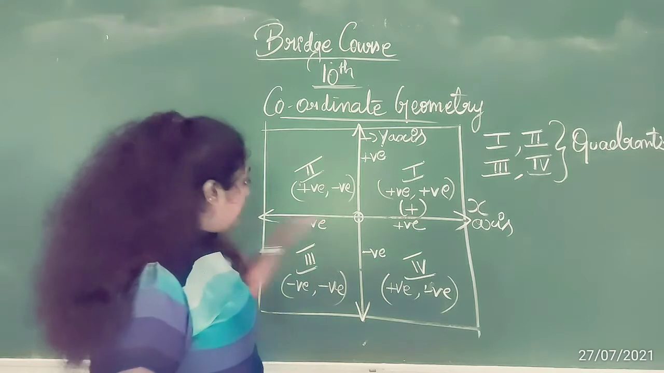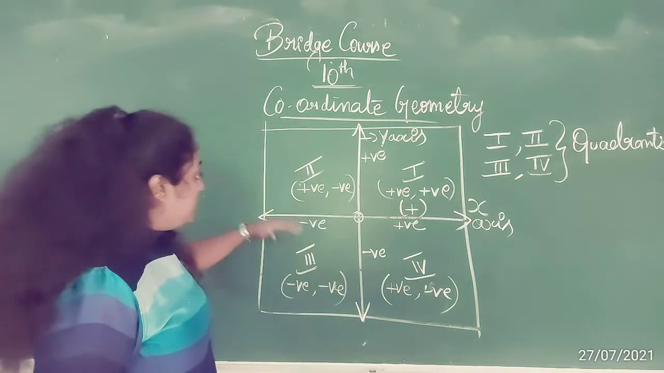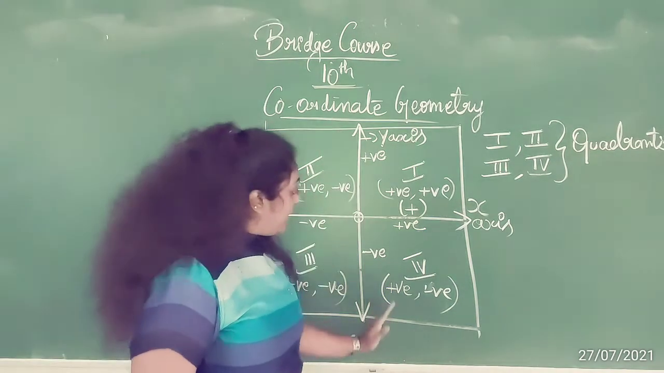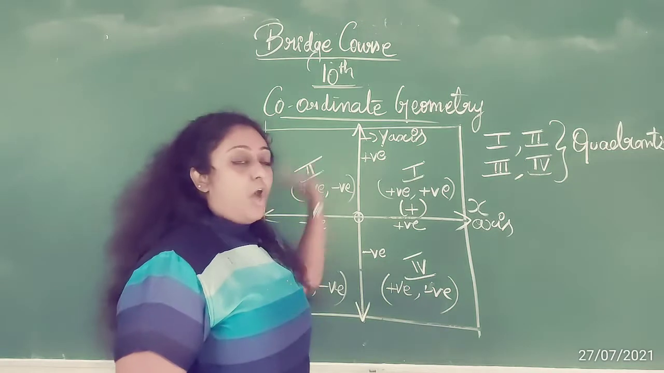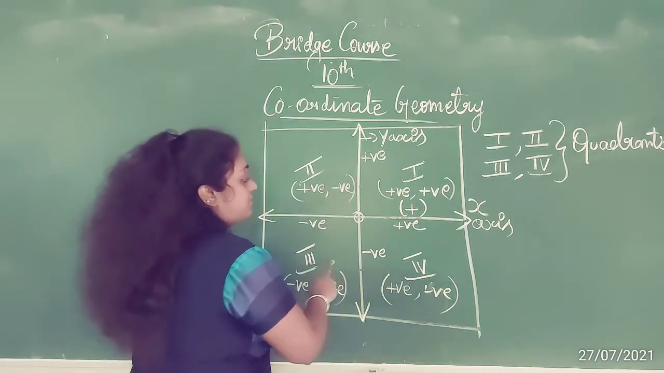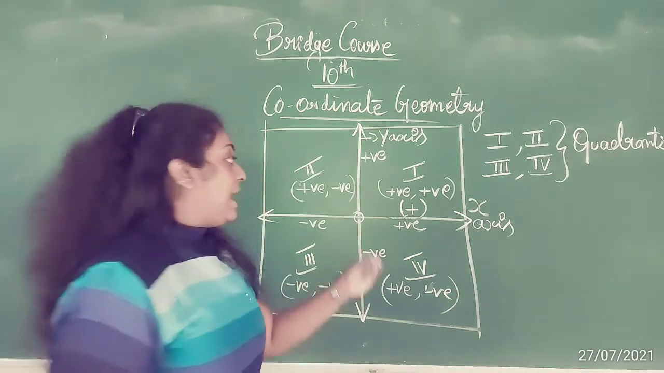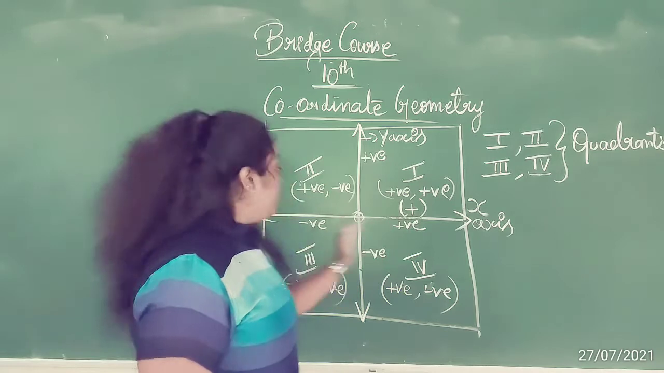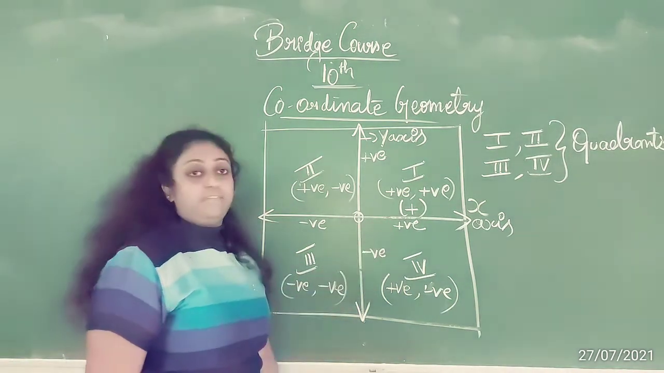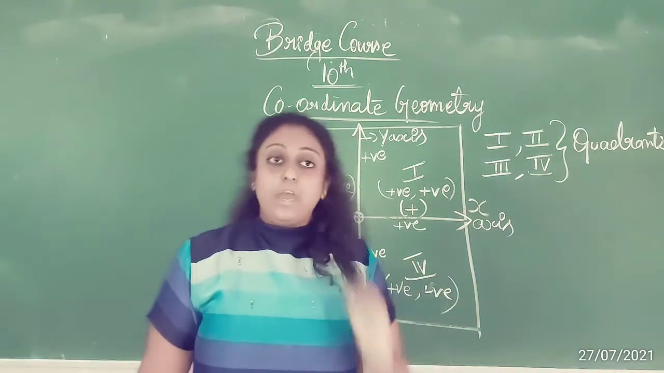Again I will repeat: x-axis, y-axis. This half is positive, this half is negative. Again here it is positive and here it is negative. So how many quadrants do we have? 4 quadrants. First, second, third and fourth. What are the values they have? Here positive, positive. Here positive, negative. Here negative, negative. Here negative and positive. These are your quadrants which you are supposed to remember.